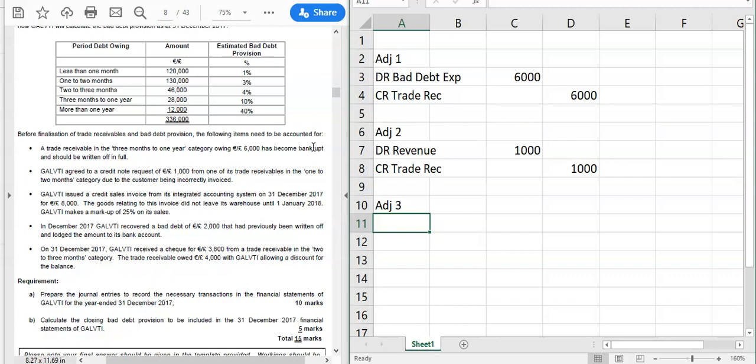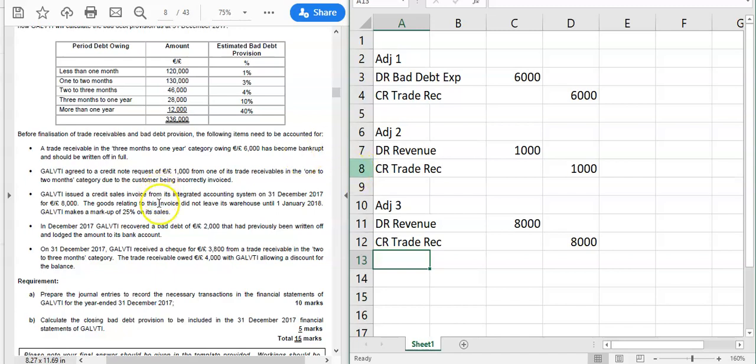Galvity issued credit sales on 31st December for 8,000. They recorded that sale, but the goods did not leave the warehouse until the 1st of January 18. The trick here was that this was not a sale at the end of the year and shouldn't have been recorded as a sale. It should only be recorded as a sale once the goods are delivered to the customer. So we have to reverse that sale: debit revenue and credit trade receivables, 8,000. A lot of students would have got that adjustment on the day of the exam.